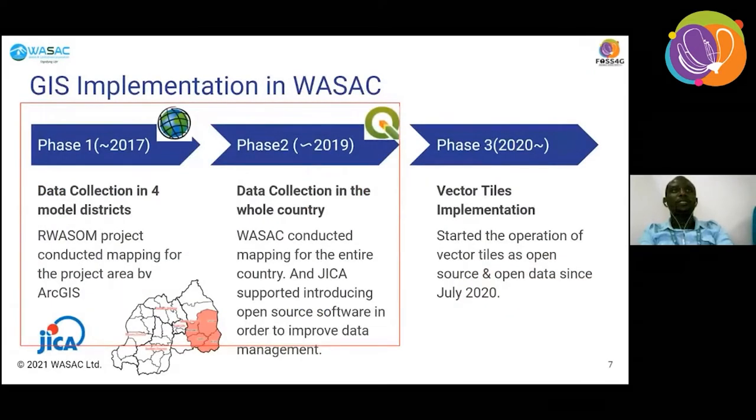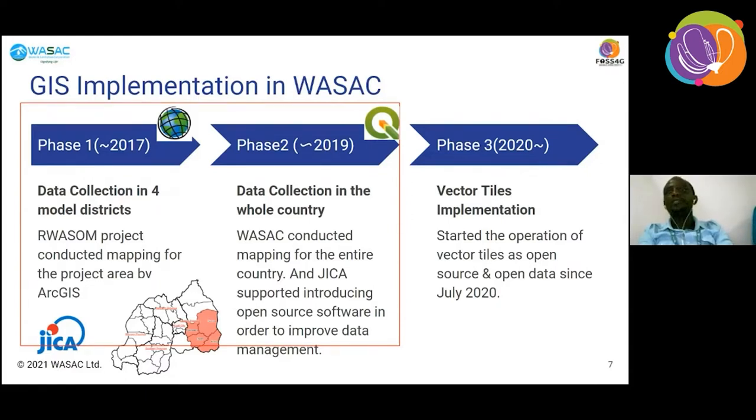GIS implementation in WASAC: for phase one, we did the data collection in the four model districts with the aid of the Rwasom project by JICA. And then for phase two, we conduct the mapping for the entire country, and JICA supported introducing the open source software in order to improve the data management. For phase three, we do the vector tiles implementation or web GIS, where they started the operation of vector tiles as open source and open data since July 2020.